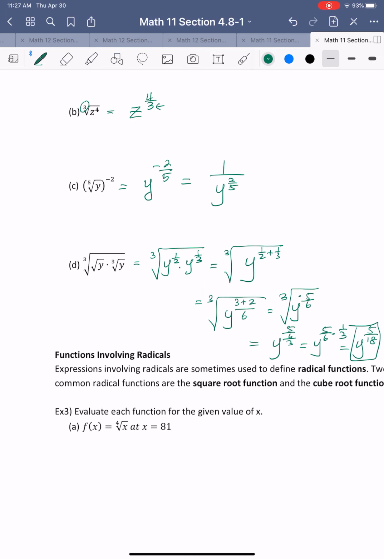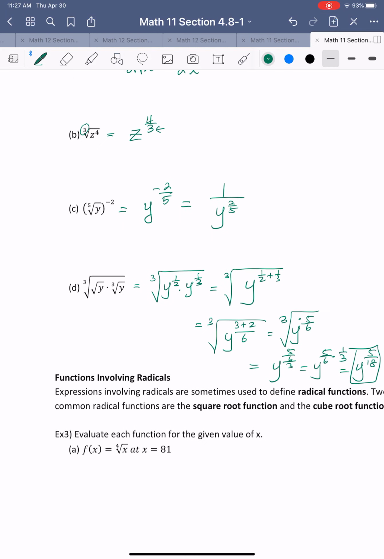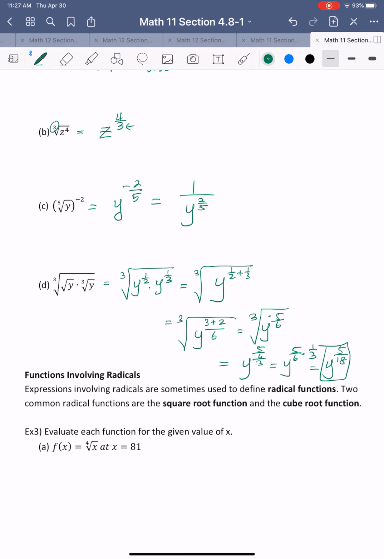All right, now functions involving radicals. Expressions involving the radical are sometimes used to define the radical function. Two common radical functions are the square root function and the cube root function. So evaluate each function for the given value of x. So x is 81, so I'm putting 81 in the function. Fourth root of 81, which is 2 to the 4, and then it comes out as 2.